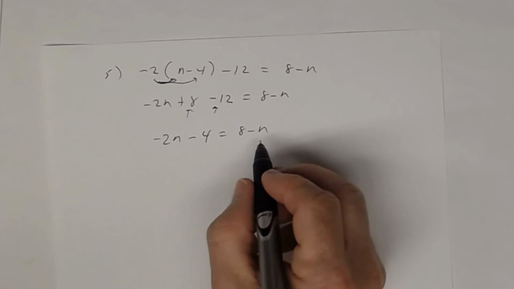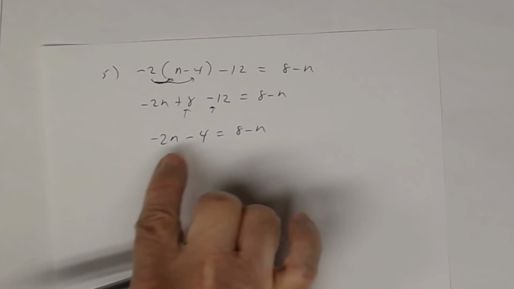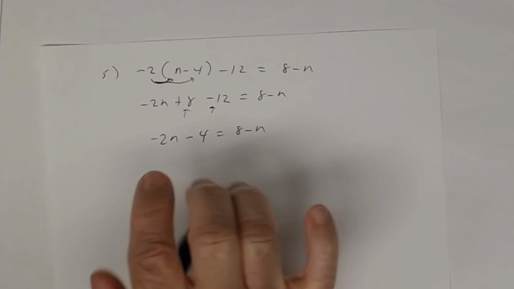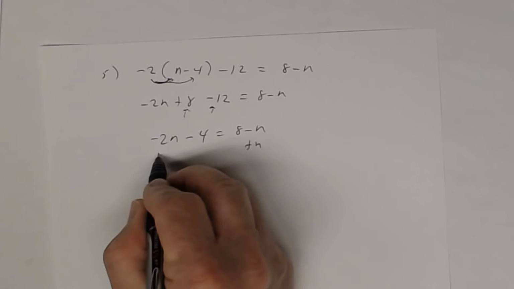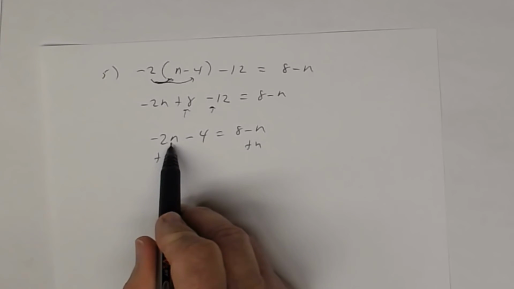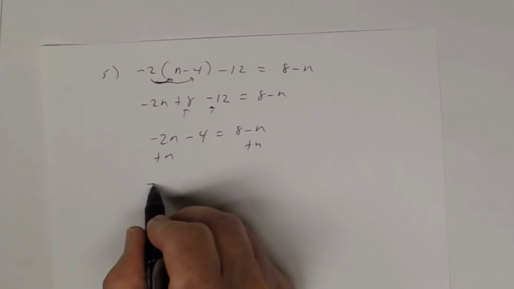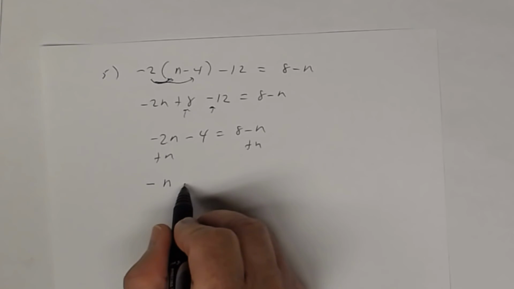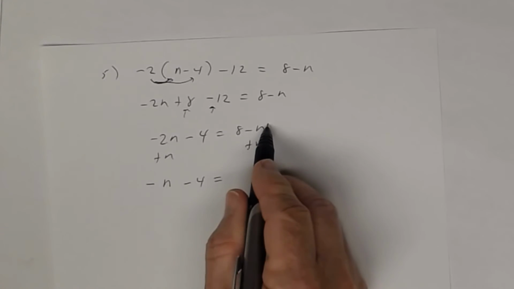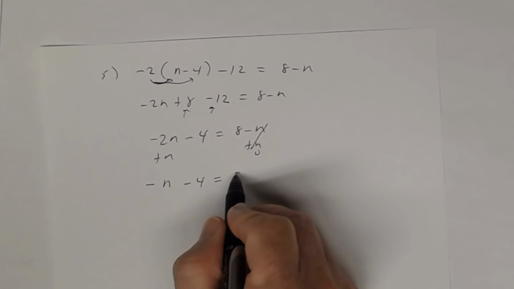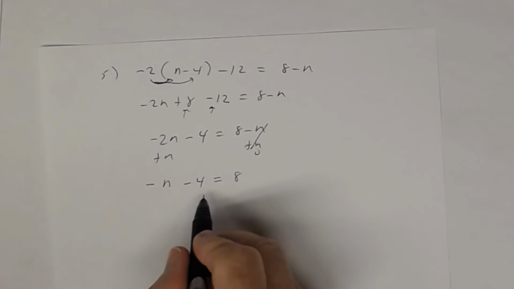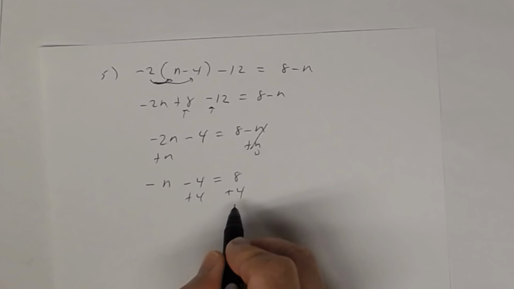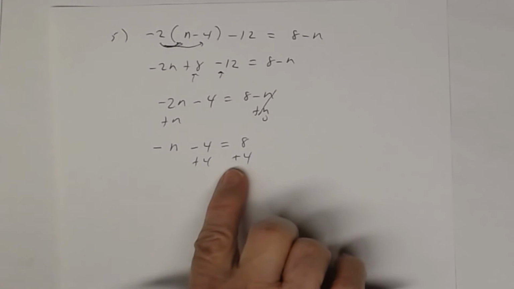Okay? All right, so I'm going to bring the variable terms to the left and the constant terms to the right. So I'm going to add n to both sides. Negative 2n plus n is negative n, minus 4 equal, this is 0, 8 and 0 is 8. Adding 4 to both sides. So what you do to one side, you do to the other.